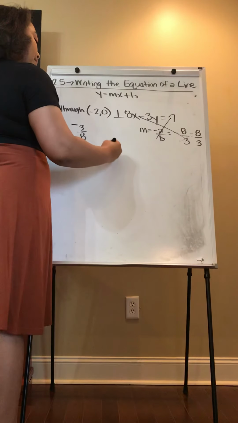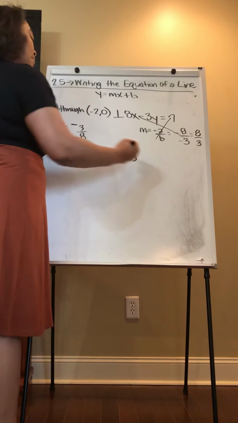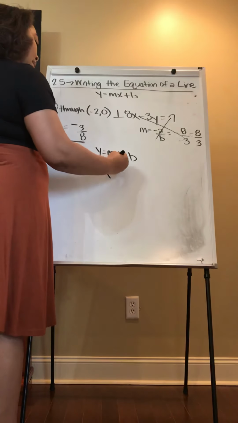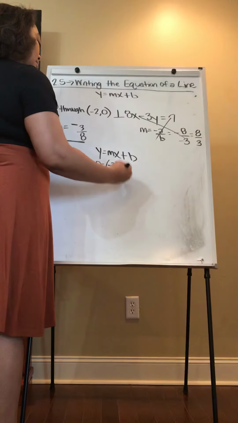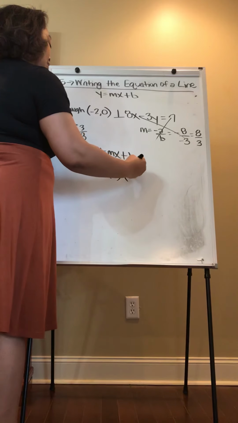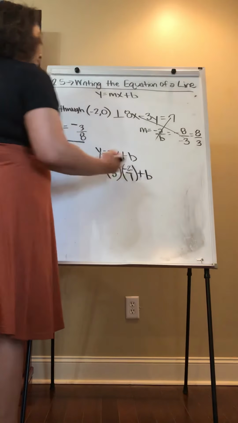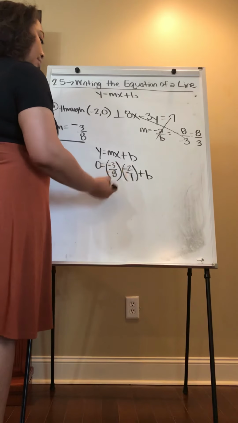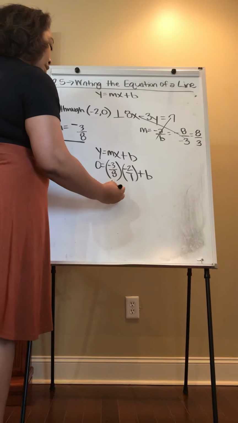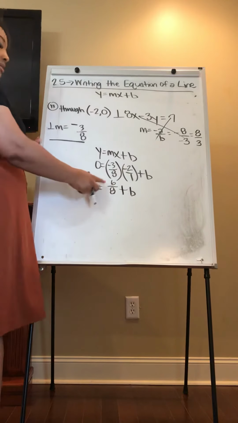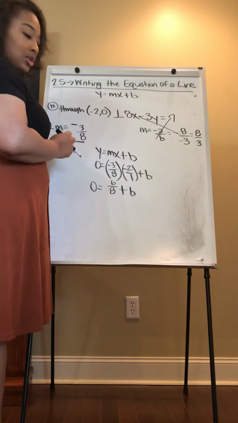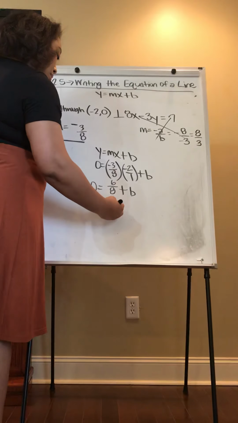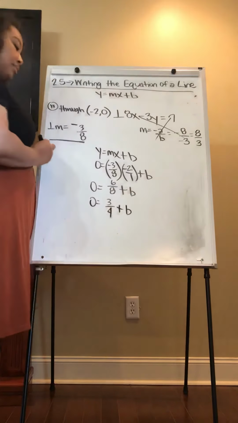Take your point, plug it into y equals mx plus b. Our y is 0. Our m is -3 over 8. Our x is -2 plus b. So we got 0 equals 2 negatives make a positive, 6 over 8. Now 6 over 8, you know, reduces. You can reduce that by 2, which will give you a 3/4.